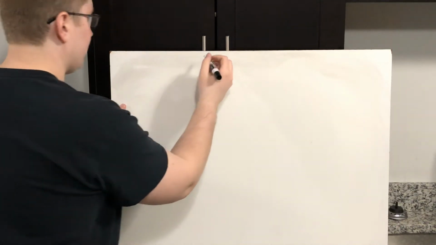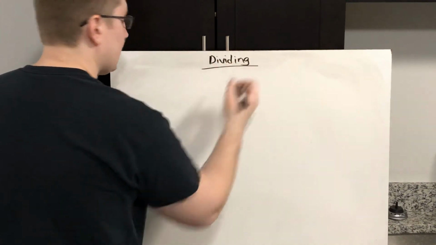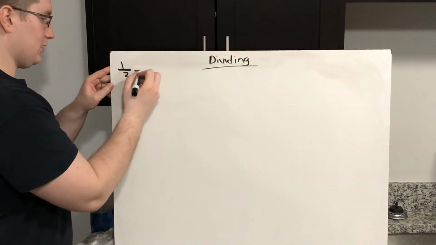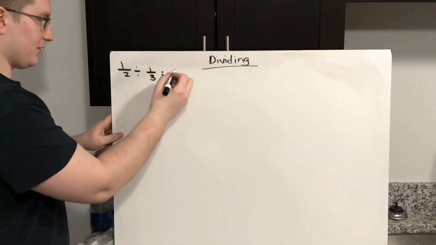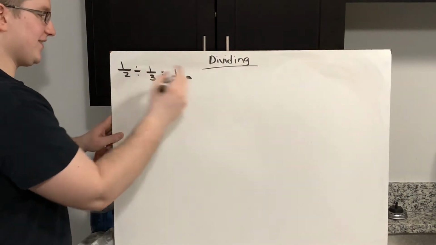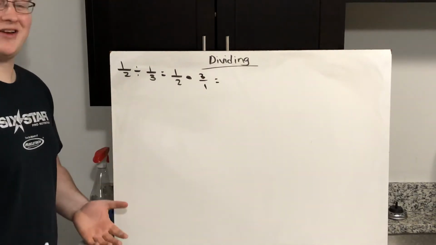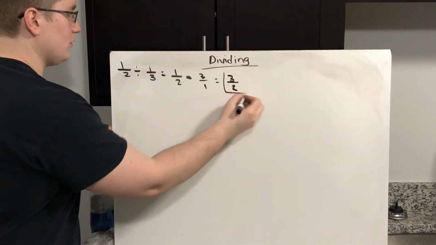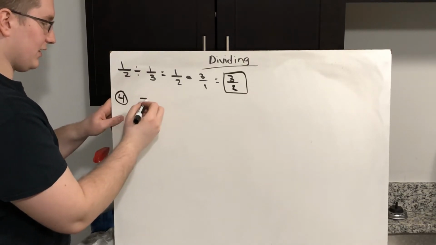Alright, so now dividing. And it's really similar to multiplication. If I have 1/2 divided by 1/3, all I have to do is keep the first fraction the same, change this division to multiplication, and flip the second fraction. So 3 over 1. And then I just multiply straight across. It's a multiplication problem now. 1 times 3 is 3. 2 times 1 is 2. And that's it.